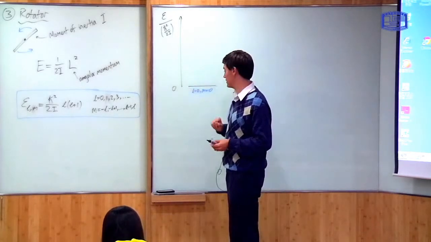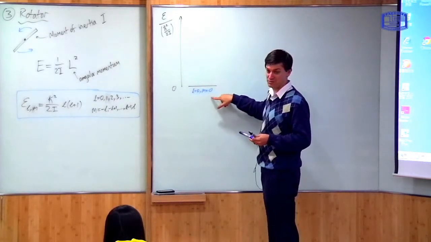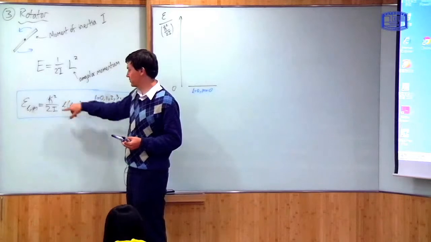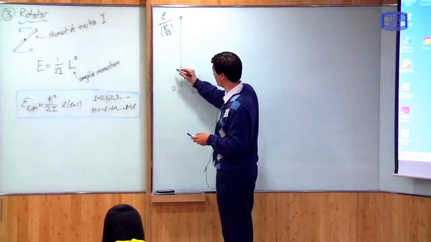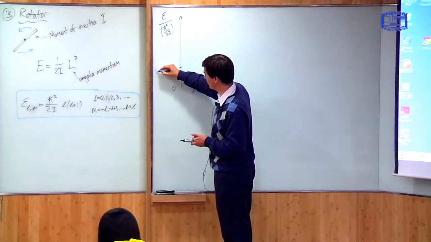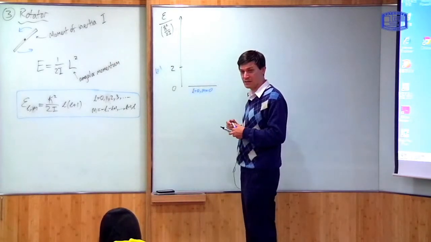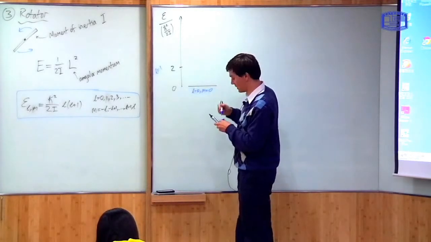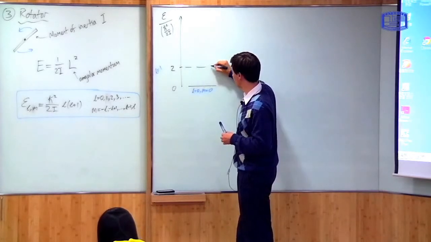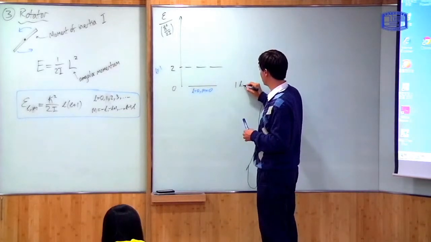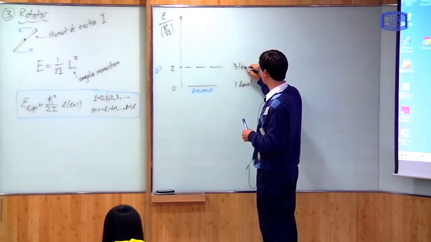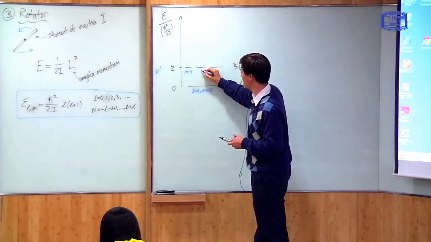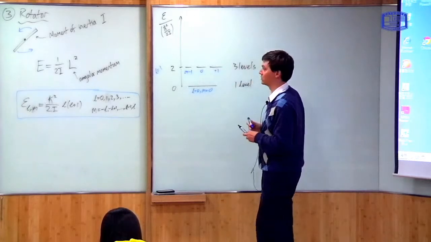If L equals 0, then the energy is 0. And the only value of m is 0, so there's just one state. Next, if L equals 1, then the energy is, this gives you a 2. So the next one is at 2, corresponding to the case L equals 1. And here there are 3 possible values for m. M can be minus 1, 0, or plus 1. So you get 3 states here, 3 levels, corresponding to m equals minus 1, m equals 0, m equals plus 1.